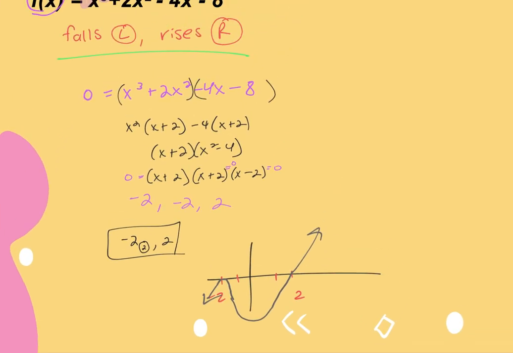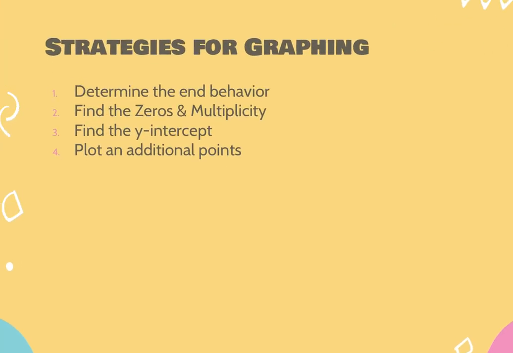Questions on that one? All right, so here kind of takes it to the next step. So determine the end behavior, which is what we've already done. Find the zeros and the multiplicity, already did. Now I would say next step is find the y-intercept. How do we find a y-intercept? Good. Make x 0.